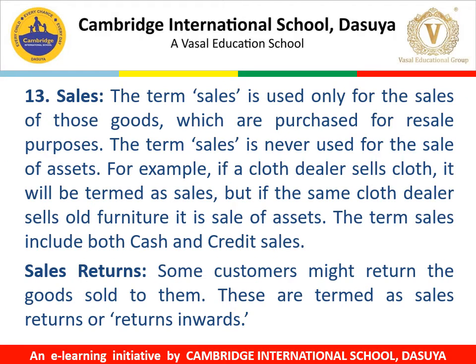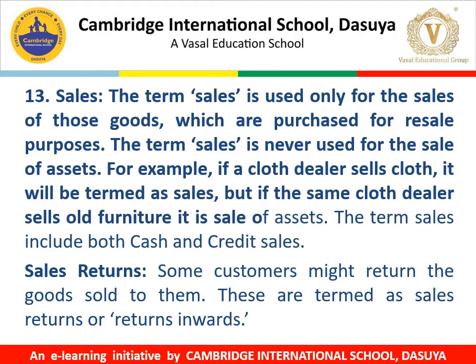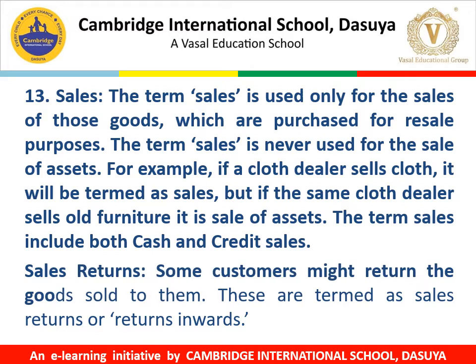Now, the next term is sales. The term sales is used only for the sales of those goods which are purchased for resale purpose. The term sales is never used for the sale of assets. For example, if a cloth dealer sells cloth, it will be termed as sales. But if the same cloth dealer sells old furniture, it is sale of assets. The term sale includes both cash sale and credit sales.